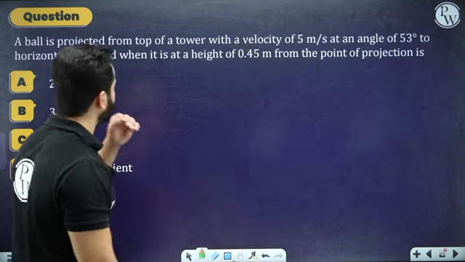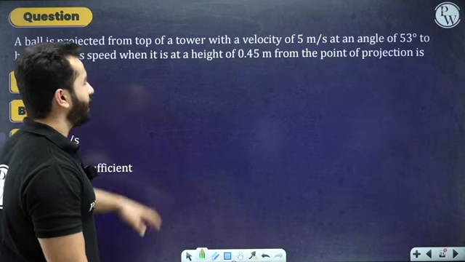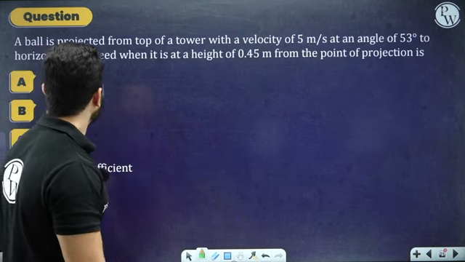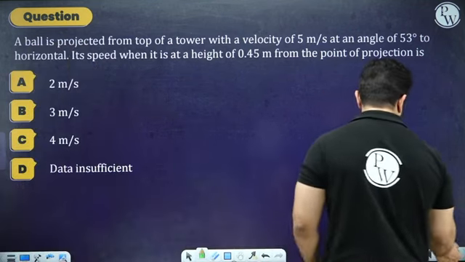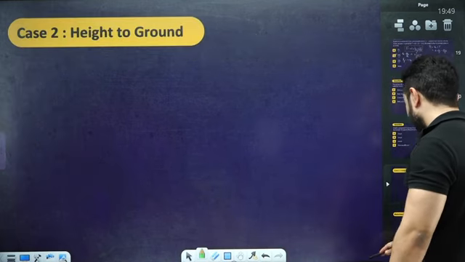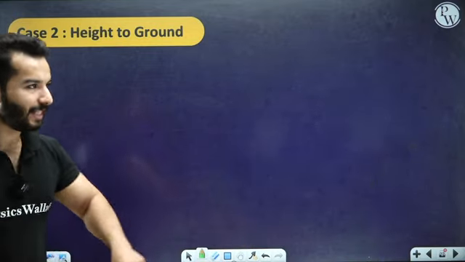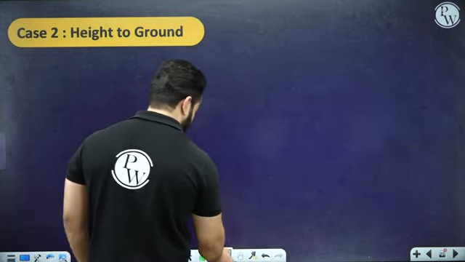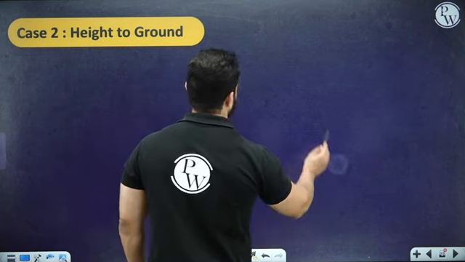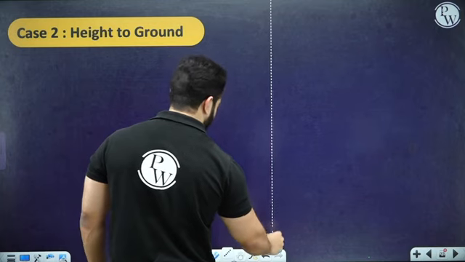This is, I think, from the tower, na? So I'll solve it with you. But first let's discuss this case, because right now we have not discussed from the height to ground. When we are going to talk about the height of ground, in this also we are going to talk about two different cases.